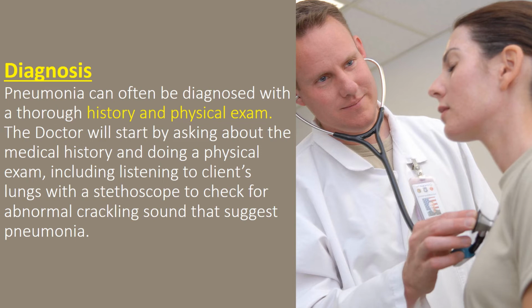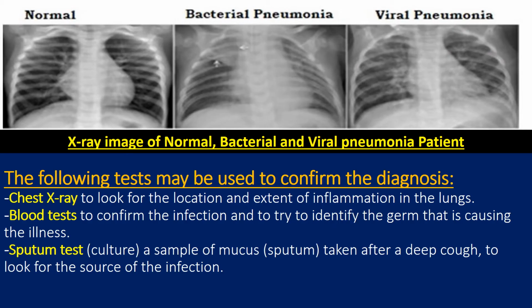To help figure out if the infection is caused by bacteria, viruses, or fungi, the client may be asked some questions about possible exposures. The following tests may be used to confirm the diagnosis: chest X ray to look for the location and extent of inflammation in the lungs, blood tests to confirm the infection and to try to identify the germ that is causing the illness, sputum test, a sample of mucus taken after a deep cough to look for the source of the infection.